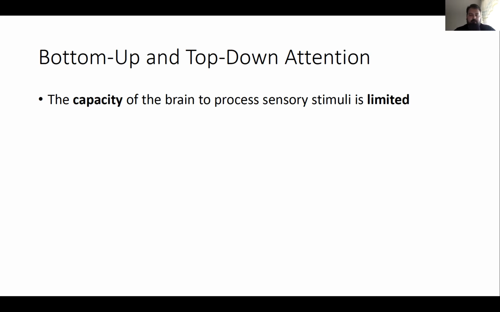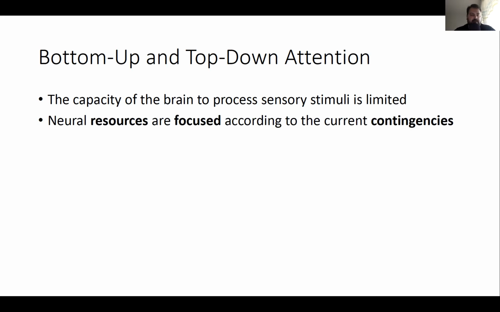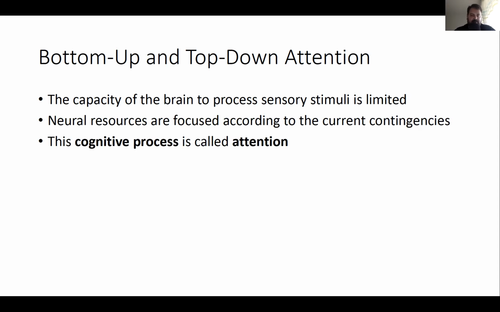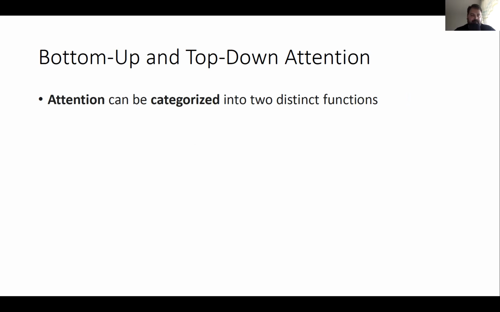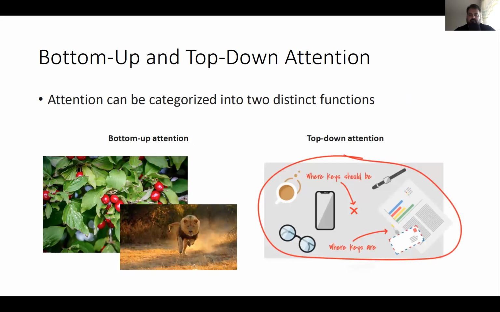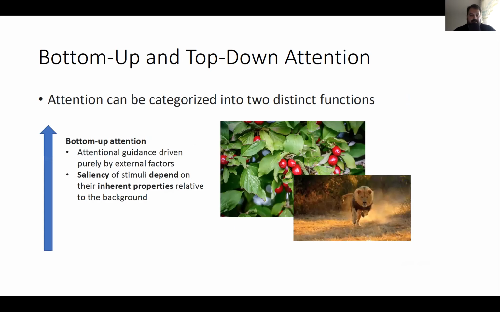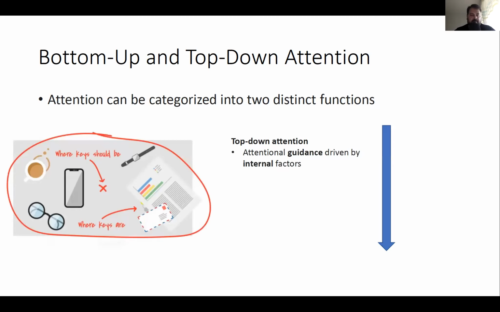So the capacity of the brain to process sensory stimuli is very limited. So neural resources have to be focused according to current contingencies, and this cognitive process is called attention. And attention can be categorized in two distinct functions: first of all, bottom-up attention and top-down attention. Bottom-up attention is the guidance driven purely by external factors, so the salience of the stimuli depends directly on the inherent properties relative to the background, like local feature contrast, so red, green, sudden movements. And it's the phylogenetically older system.